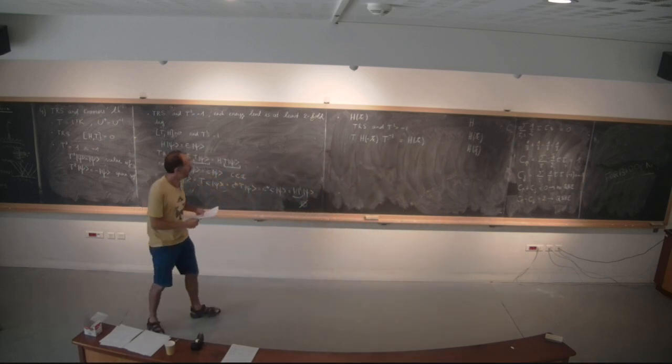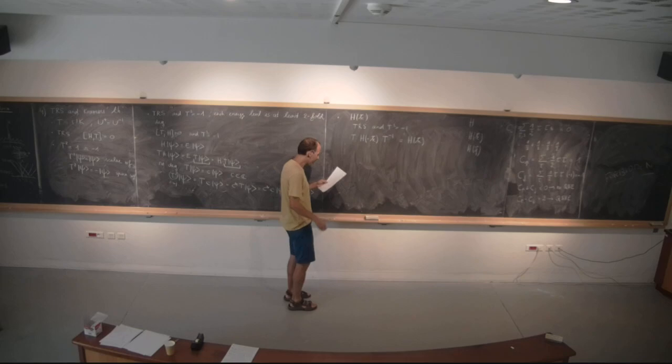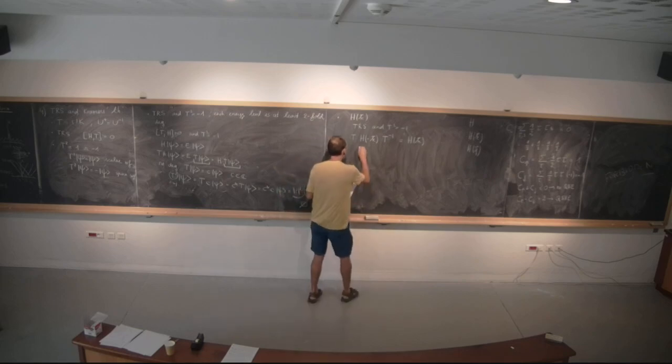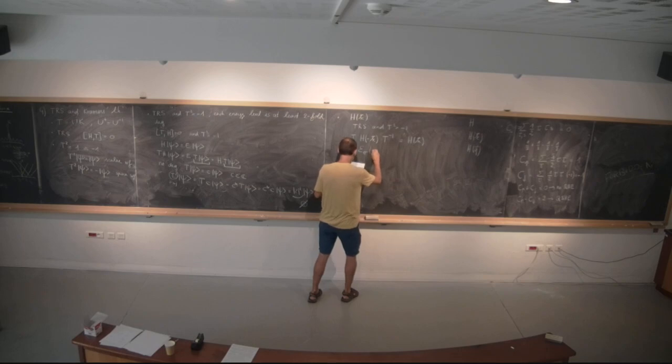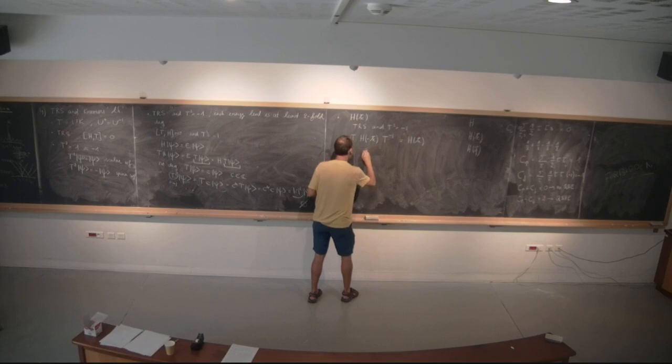Okay, so now I want to have this property, but what does it mean? It means that for the band structure, I have the following property that I should write it like this.